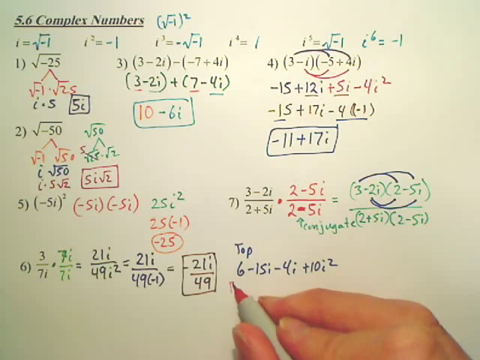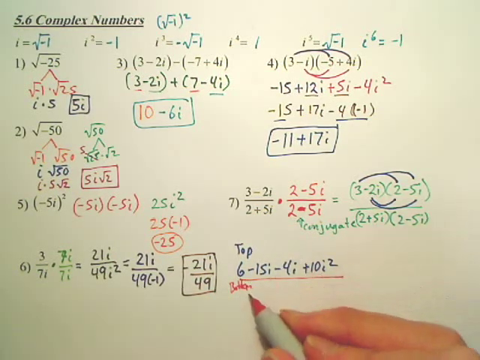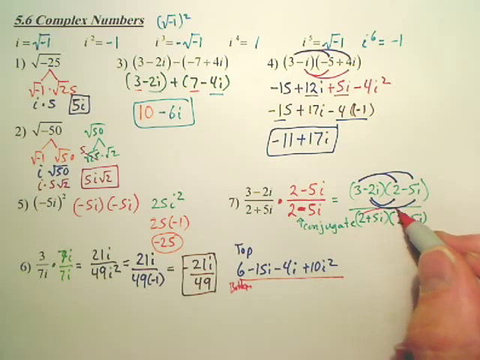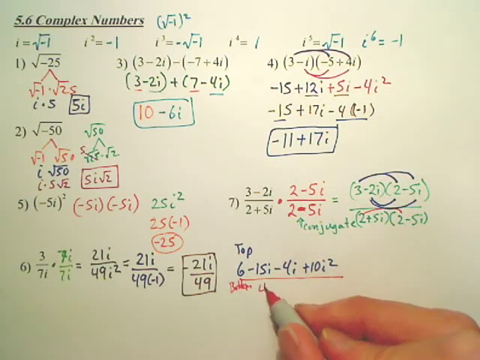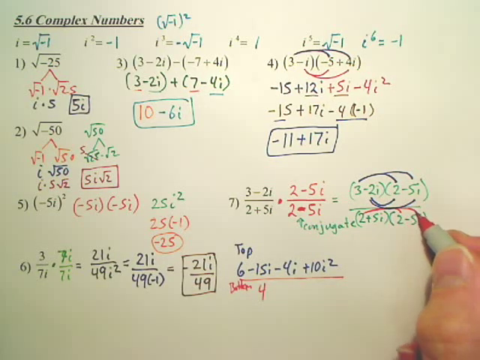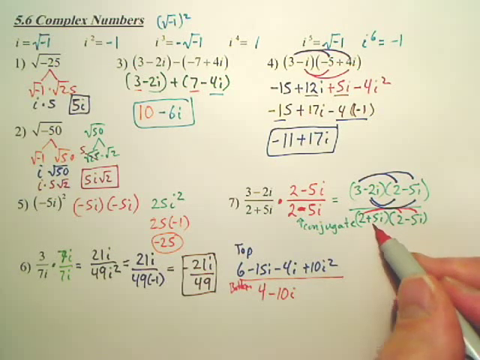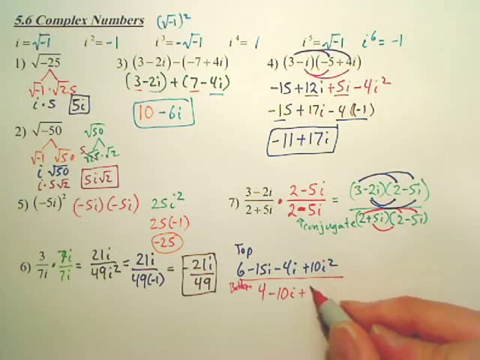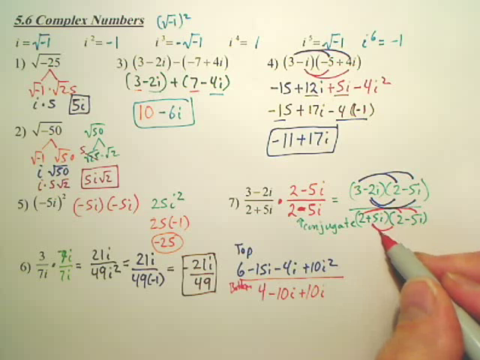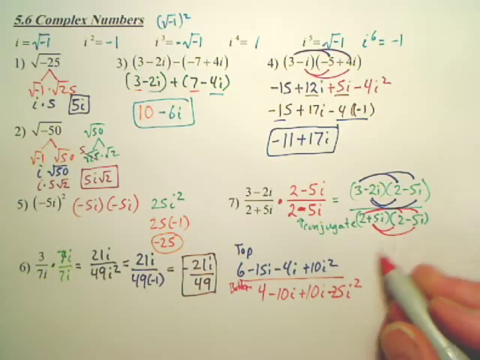And I'm going to do the bottom. 2 times 2 is 4. 2 times negative 5i is negative 10i. 5i times 2 is positive 10i. 5i times negative 5i is negative 25i squared.